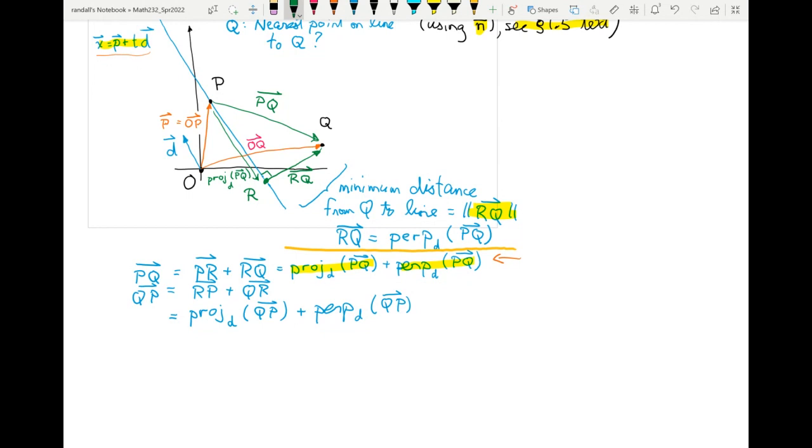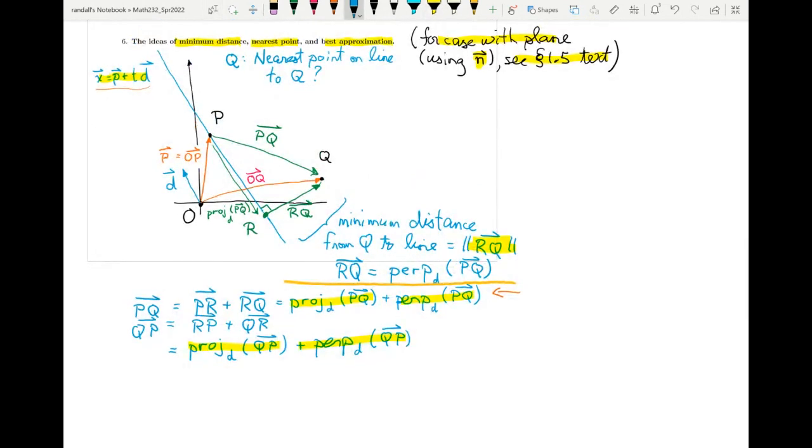I can also write this from Q to P, the vectors going the other direction. I just reverse all my vectors, and I'll get another formula for QP this way, which may be useful sometimes. So either one works. Now, we've found a formula for the minimum distance. There it is right here. It is the norm of that vector right here.